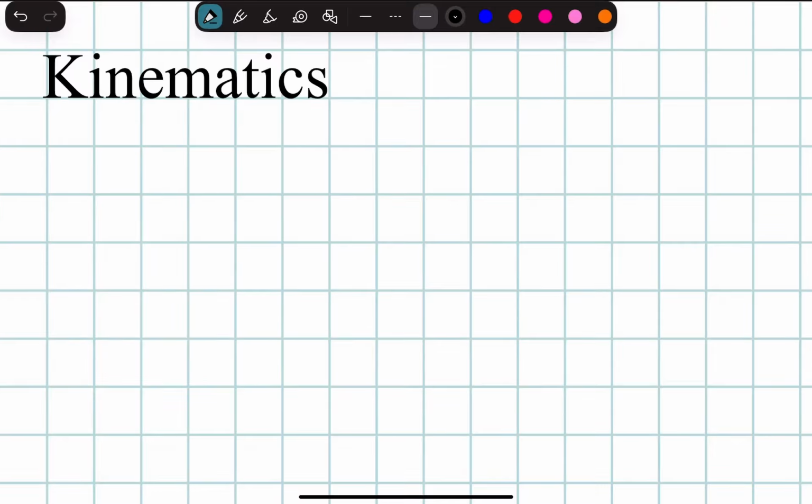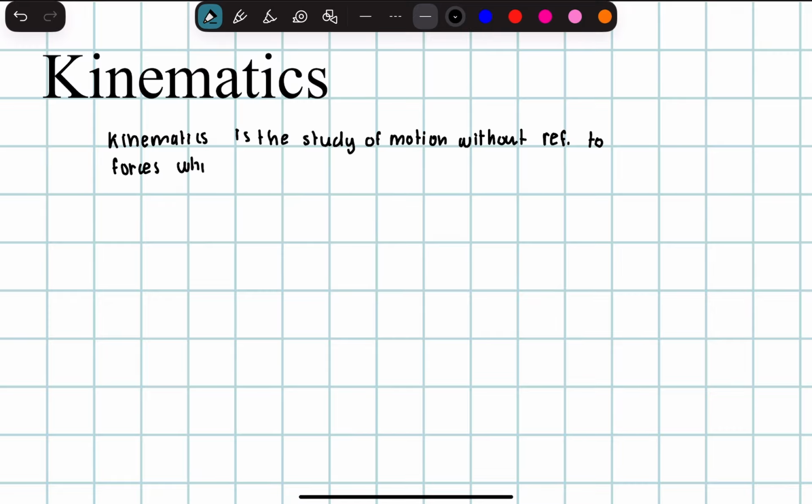What is kinematics? Kinematics is the study of motion without asking why, without reference to forces which cause the motion.